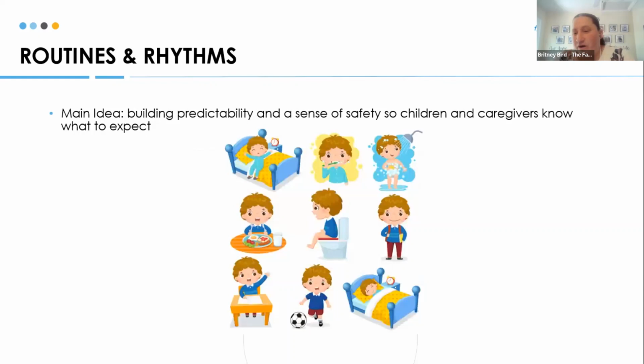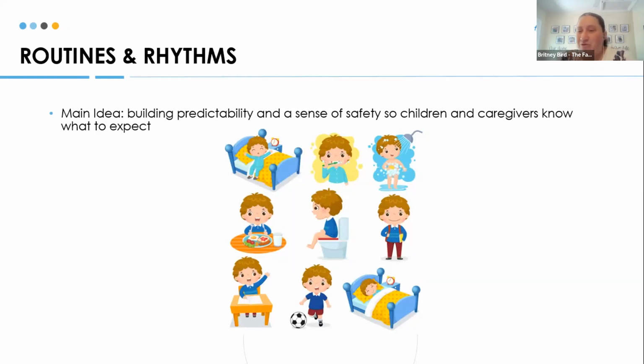Okay, last part of our foundation piece. So again, engagement, education, and now routines and rhythms. And this routines and rhythms builds predictability and a sense of safety so children and caregivers know what to expect. We all like our routines. We all like to know and be able to predict what's going to happen. And in those situations that we can't, those are the ones that become extremely stressful or cause triggers to happen.